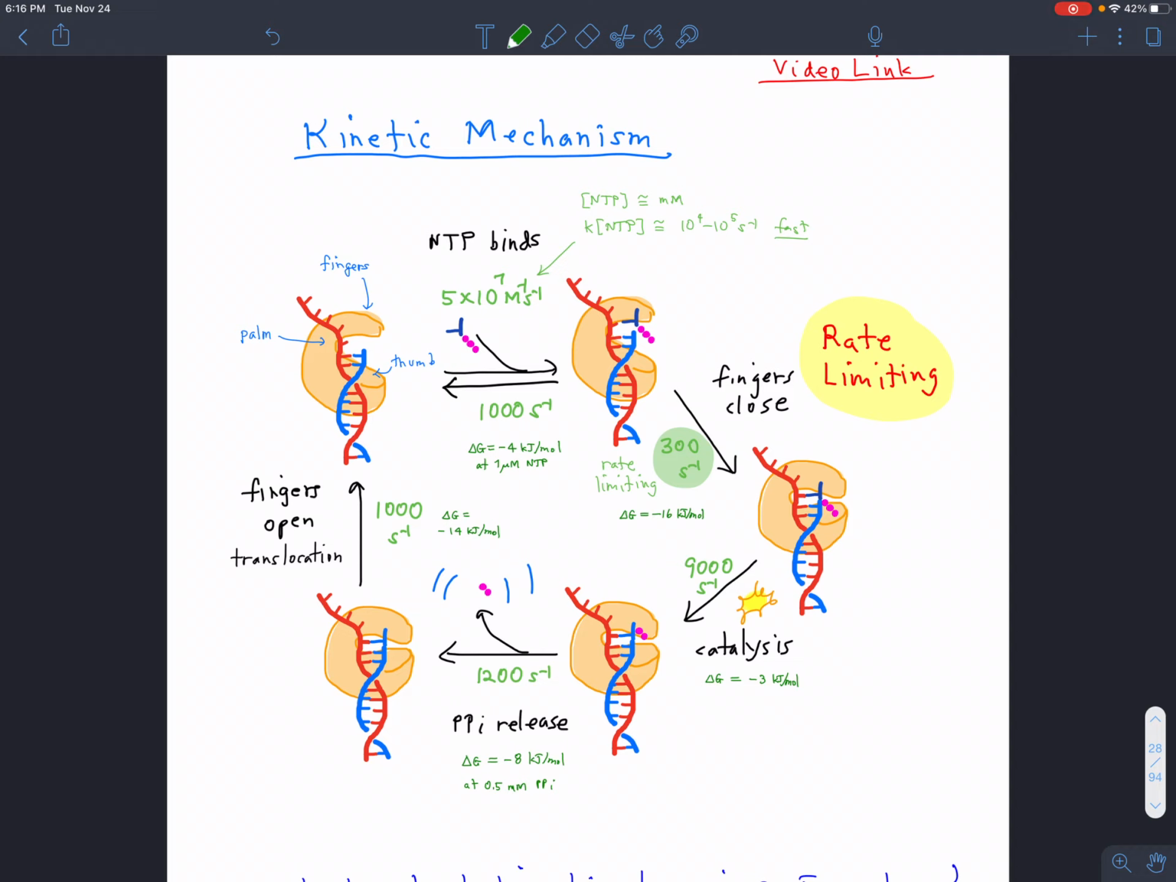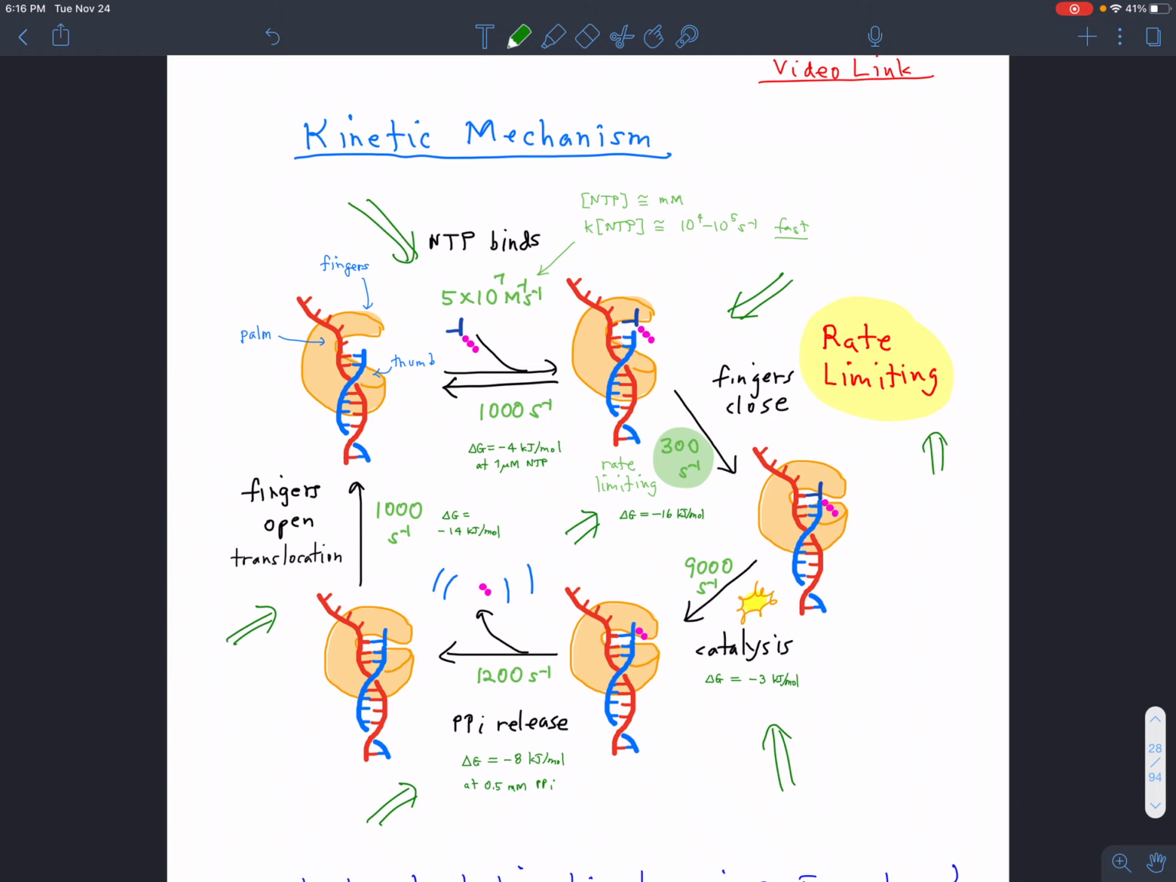And now what I've done is add to that kinetic mechanism the actual kinetic rates, as you can see here, for the binding step, for the fingers closing step, for the catalysis step, for the pyrophosphate release step, and finally for the fingers opening step. And the main conclusion you should notice from those rates is that this one, the fingers closing step, is a lot slower than all the others, and therefore it's the rate limiting step.